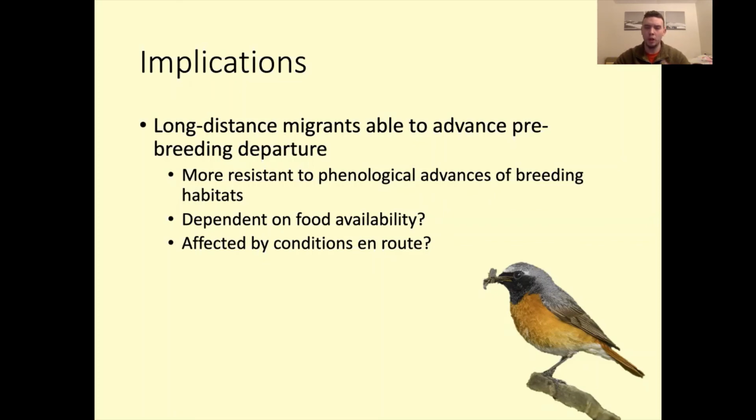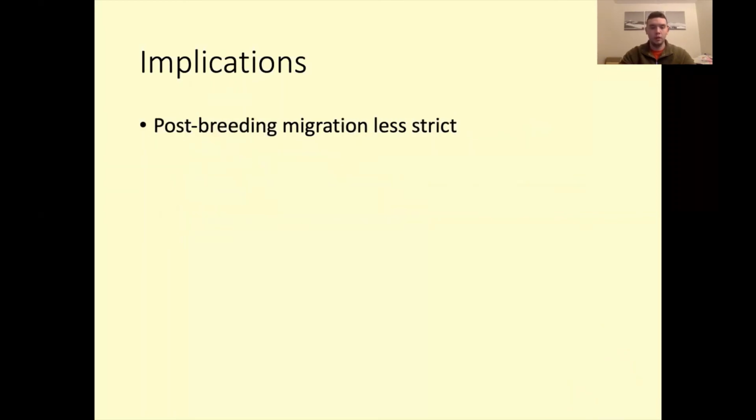And also we saw that these species are affected by the conditions en route, and we're not really sure yet how climate change might affect these circulation patterns and what impact it might have on the North Atlantic Oscillation Index, and whether that might play a role in the strengths of the trade winds and things like that. What we also saw was that post-breeding migration was maybe less strict.